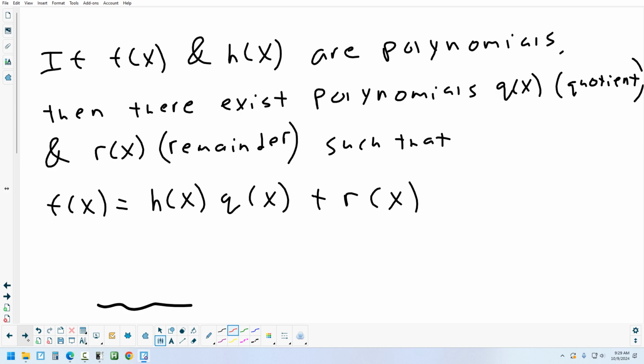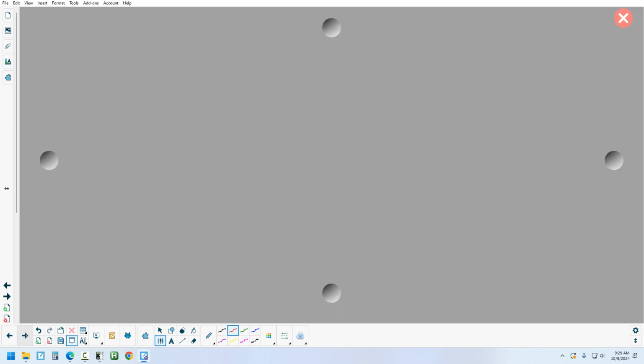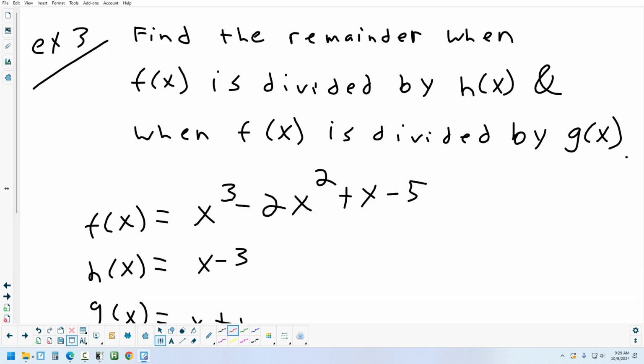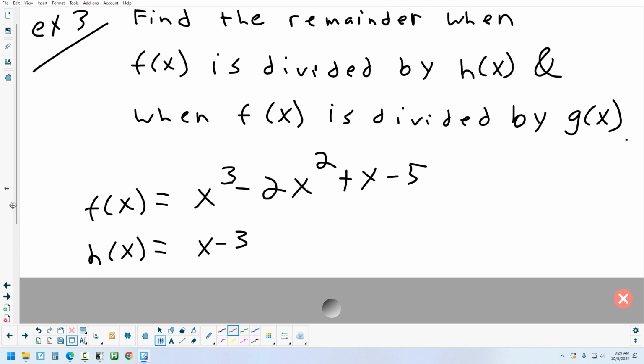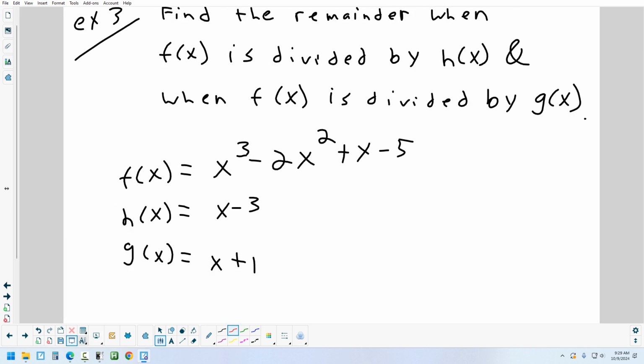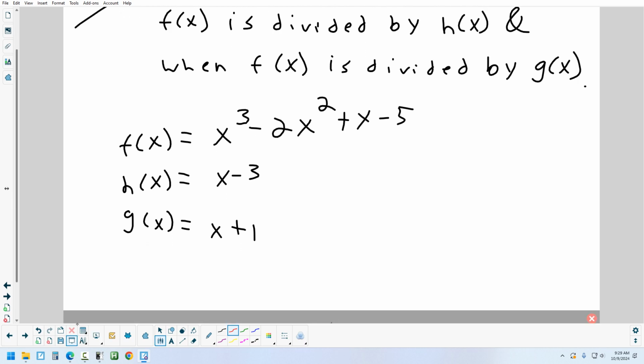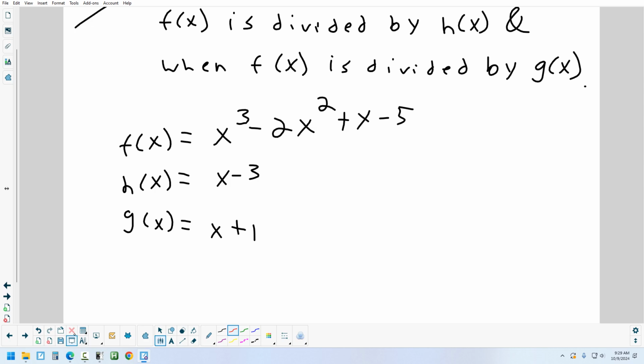All right, so let's try another one. I want to divide f of x by h of x, and then I want to divide it by g of x. So it's 2 different problems, and all I want is the remainder. We'll talk about g of x in a second. You might think, wait a minute, you said it has to be x minus a number? Hold on 1 second about g of x. Let's start with f of x divided by h of x.